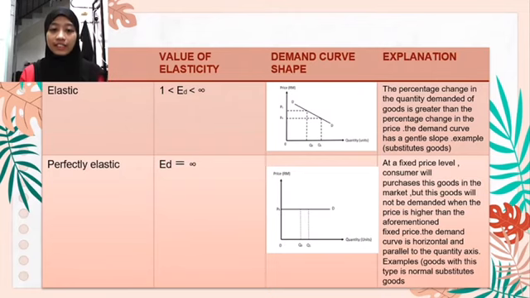Last is perfectly elastic. The value of elasticity is ED equal to infinity. The explanation is at a fixed price level, consumers will purchase these goods in the market, but these goods will not be demanded when the price is higher than the aforementioned fixed price. The demand curve is horizontal and parallel to the quantity axis. For example, goods of the type normal substitute goods.